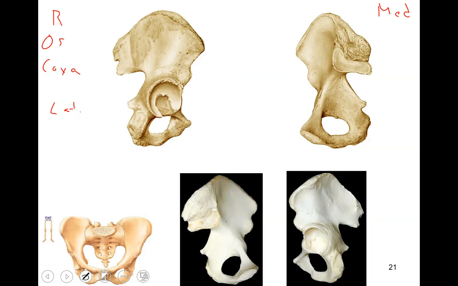So let's start walking through these. You can follow along on your list of terms. Each os coxa, each hip bone, of which in the pelvis there are two, is actually three independent bones fused together. They split the bone kind of like this. The superior part of the os coxa is called the ilium.